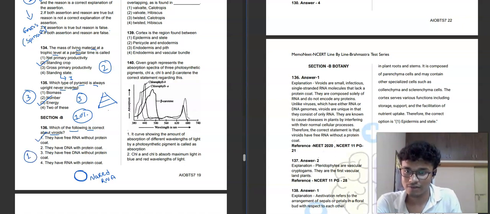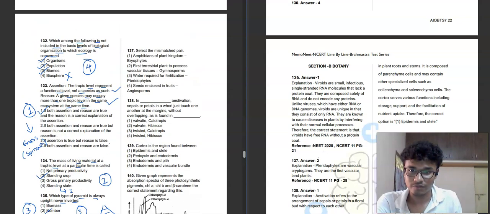First question, viroids. Moving towards the next question, 137. Select the mismatched pair. Amphibians of plant kingdom, bryophyte, is correct. Then first terrestrial plant to possess vascular tissue, gymnosperm, it is not correct. Pteridophytes are basically the first vascular cryptogams, and they are first vascular land plants. Water is required for fertilization in pteridophyte, which is correct. Seed enclosed in fruit, angiosperm, is also correct. The mismatched pair is the second option.